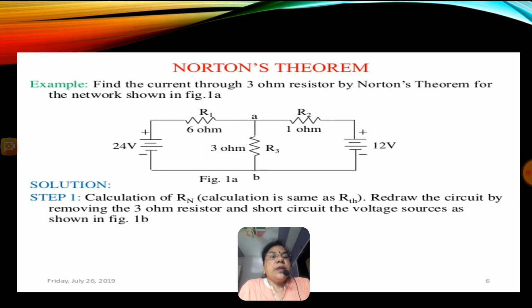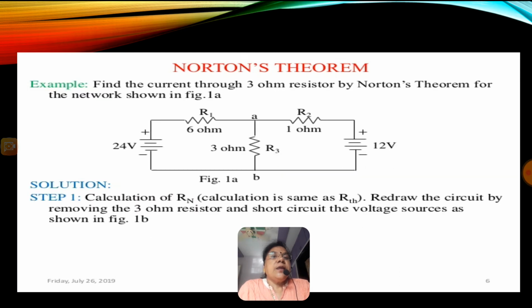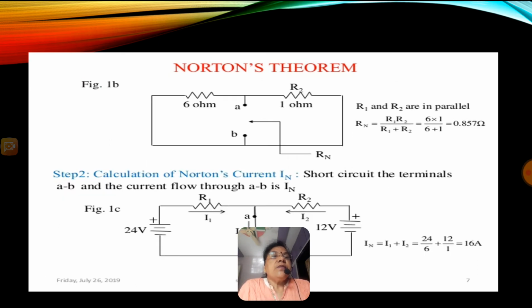So we will redraw the circuit by removing the 3 ohm resistor and shorting the voltage sources, as shown in figure B. Voltage sources are replaced by short circuits, and the 6 ohm and 1 ohm resistors are there. Here the 3 ohm is considered as the load resistance, so that is replaced by an open circuit, or infinite resistance.